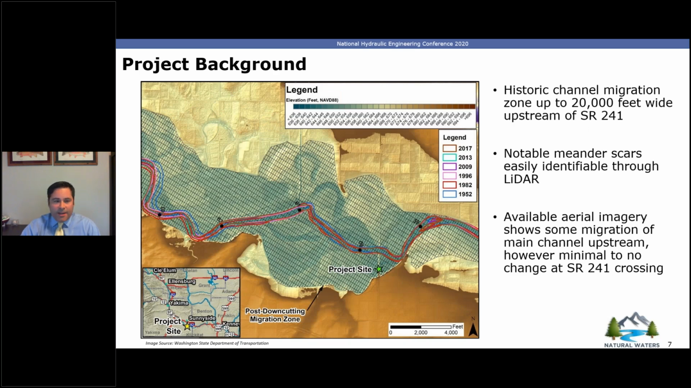To put this project site in context, as part of the bridge scour assessment, a pretty thorough analysis on channel migration was assessed. This graphic was developed from available LiDAR, which you can see some of the old channel meander scars. And so with this, the historic channel migration zone was delineated. Also, in addition to the available LiDAR, available aerials were used to assess channel migration. And what this allowed us to do is to assist in determining the risk of the channel movement through the design life of the proposed structure.